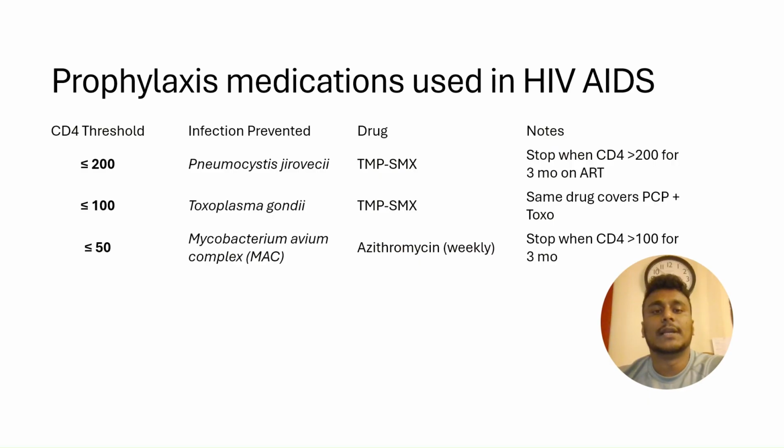The first line prophylactic drug for PCP is trimethoprim sulfamethoxazole, or commonly called TMP-SMX, or a common brand name is Bactrim. So we usually give it 1 double-strength tablet every day as a form of prophylaxis. The single medication protects against 2 major infections, so Pneumocystis jirovecii and Toxoplasma gondii, which becomes relevant later when the CD4 count drops below 100.